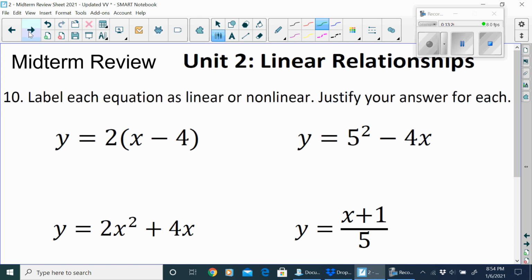Number 10. Label each equation as linear or nonlinear. In order to identify a linear equation, a line, the variable x must have an exponent of 1. Nonlinear, it must have an exponent greater than 1.